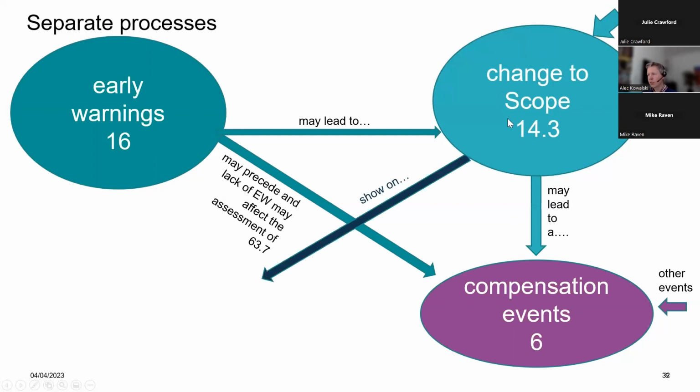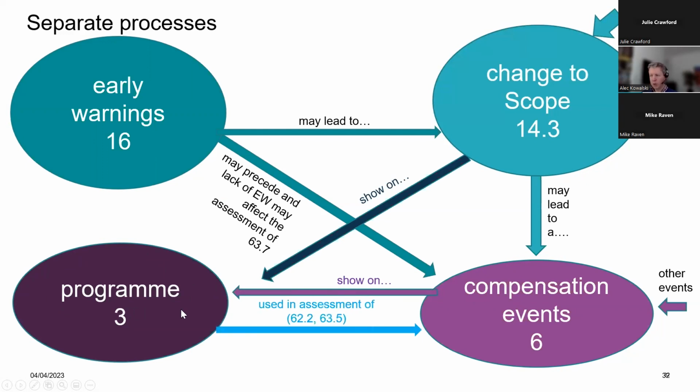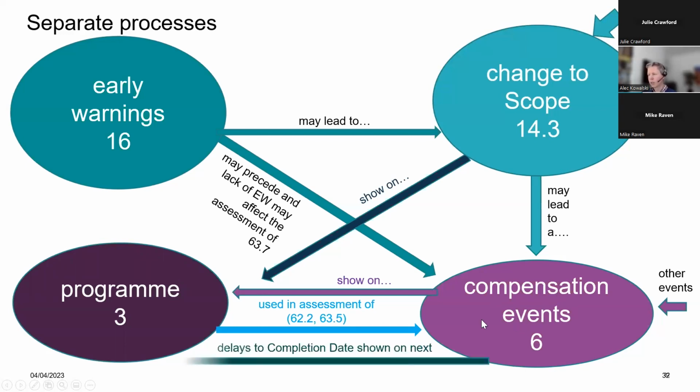Okay, we need to show changes on the scope on the program. Change compensation events need to be shown on the program. Programs are used in the assessment of compensation events. And then once you implement your compensation event, that's then shown on the next accepted program. Okay, so lots of interlinking, but they're different things.